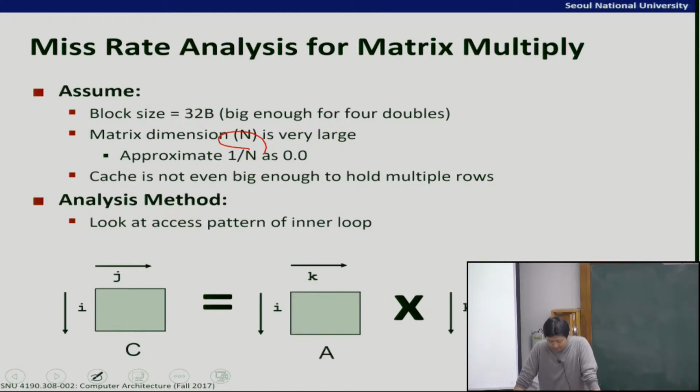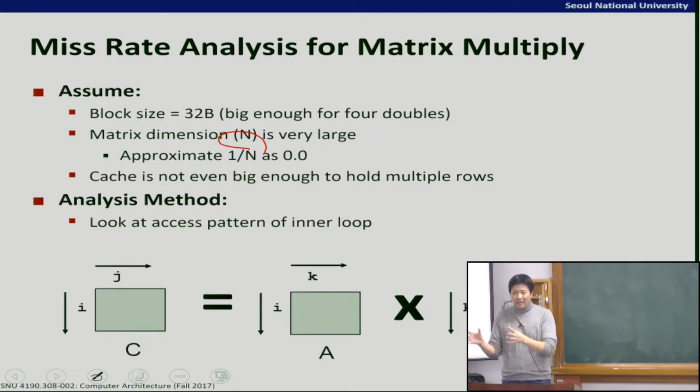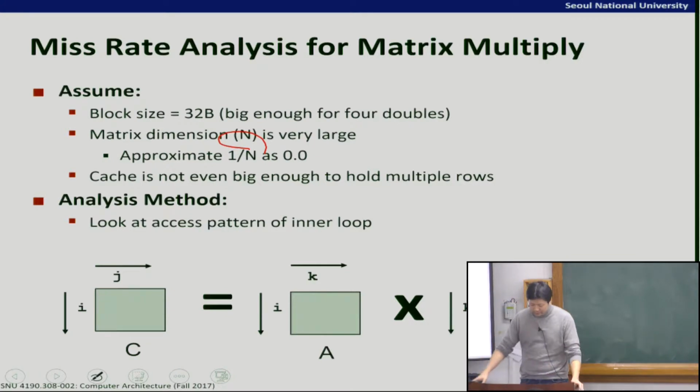Cache is not big enough to hold multiple rows. So cache is relatively tiny compared to the size of the matrix. That's an assumption. Let's make that assumption, which is not uncommon. Our matrix is really big, compared to that, cache is tiny. It's a pretty common situation.